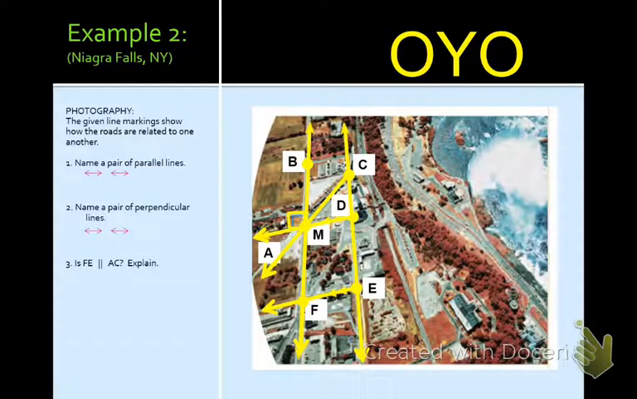Here's an example. Name a pair of parallel lines. Look for the markings. Don't just go by what the lines look like. Look for the markings we use to symbolize these different relationships. Which lines in the picture are parallel?